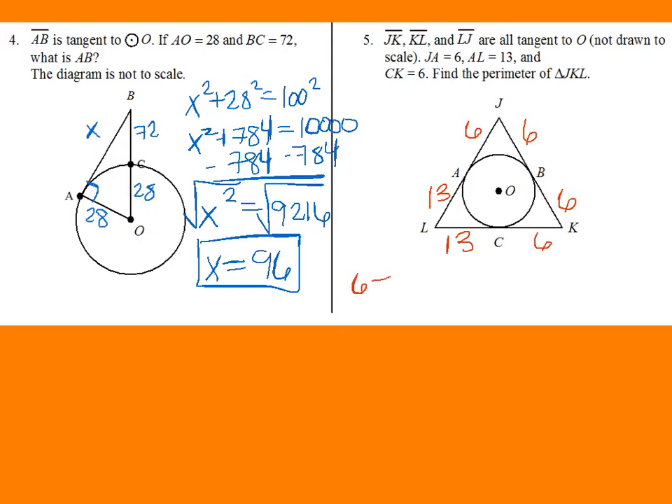So 6 plus 6, that gives us 12, plus 13 plus 13, that gives us 26, plus 6 again, that gives us 12. Add all of that up. 12 plus 12 is 24, and 24 plus 26 is 50. So 50 is our perimeter.